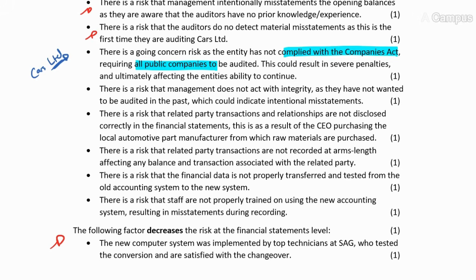Okay, so going forward now, when we see "Limited", I expect that you know that it's public, and I expect that you know they must be audited. Nothing more at this point.